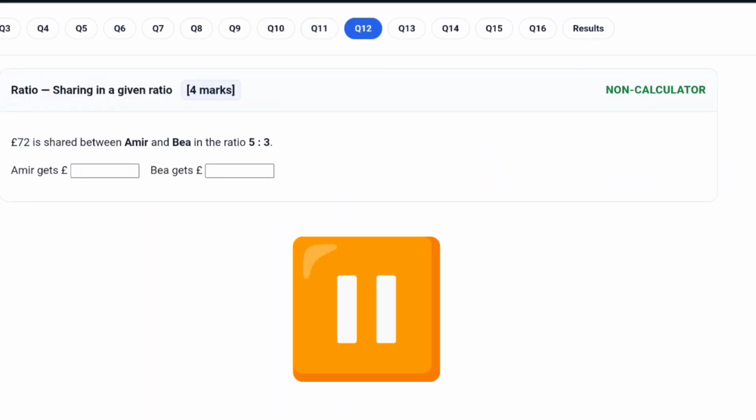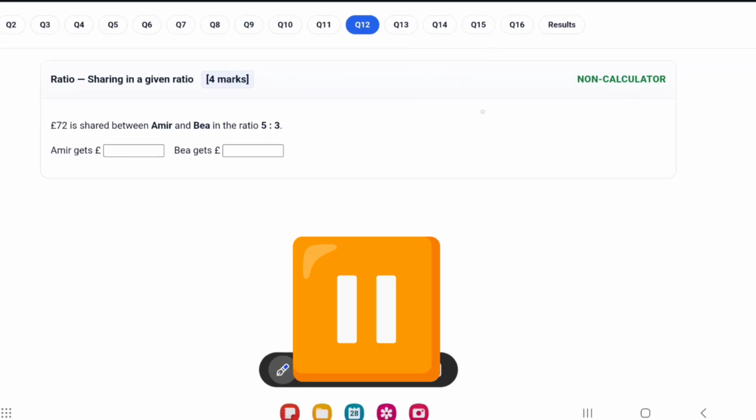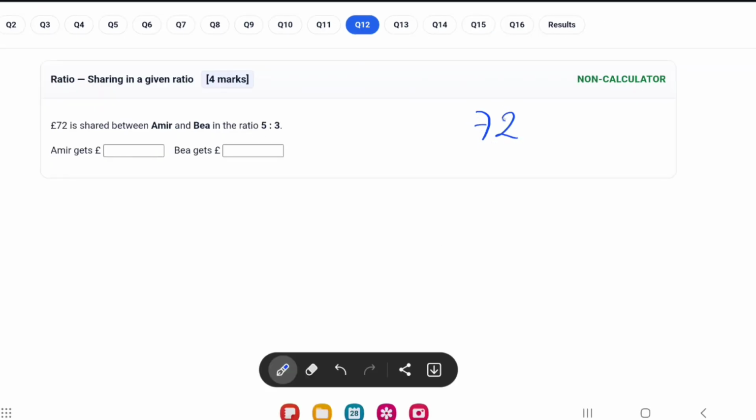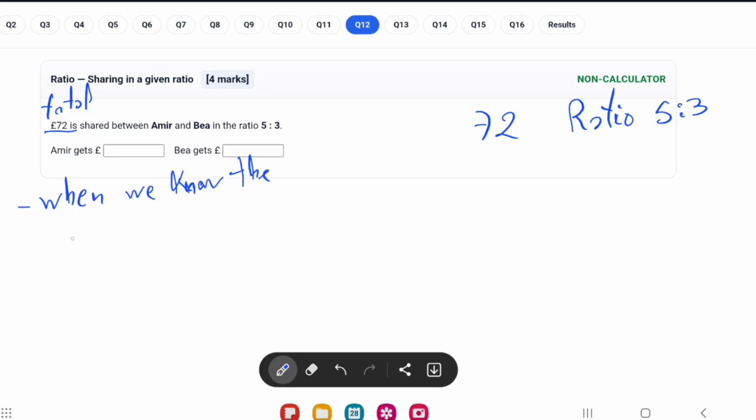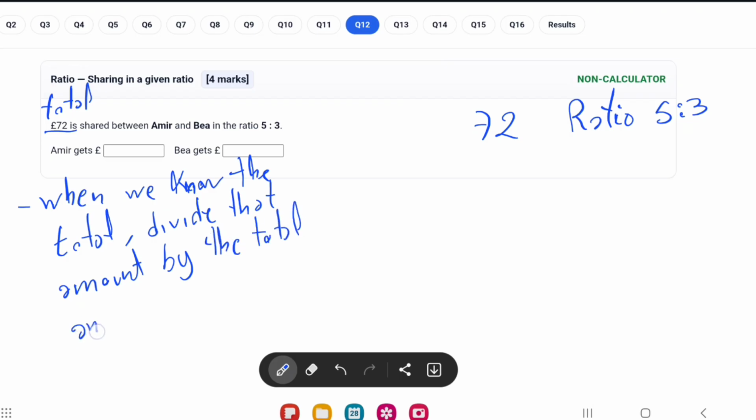Let's stop here for question number 12. On question number 12, we can find a ratio problem. And when I find those kinds of questions, I normally love to represent them with the bar model. Let me show you how it works, but 72 is a total, and when we find a total, we need to divide the total by the total amount of parts. Let me show you how it looks.